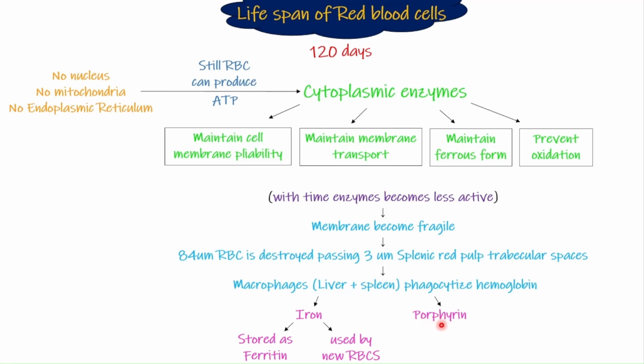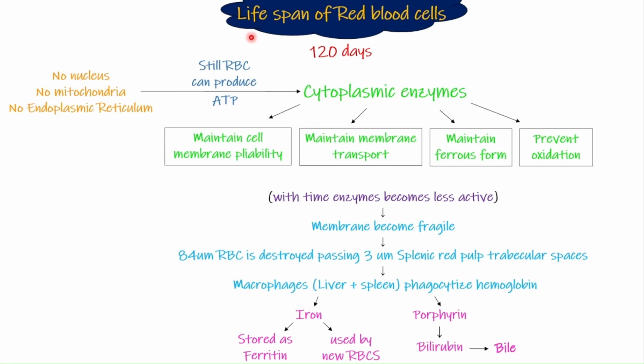And what is going to happen with the porphyrin? The porphyrin will be converted into bilirubin, and that will be released in bile. When the level of this bilirubin is raised, that is known as jaundice, the yellowish discoloration of skin. Whenever there is increased breakdown of RBCs, an increased amount of porphyrin is produced and an increased amount of bilirubin is produced, which gives a yellowish discoloration to the skin.